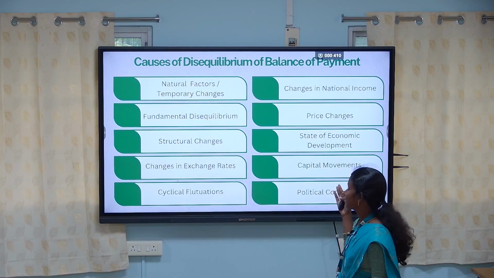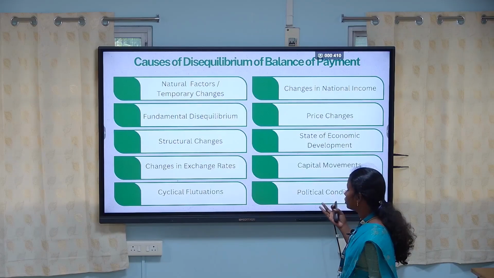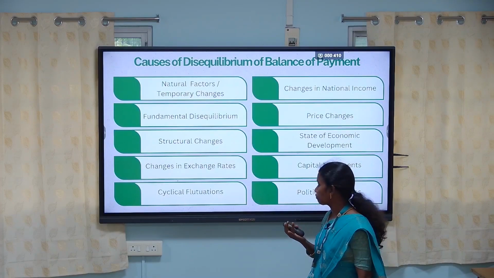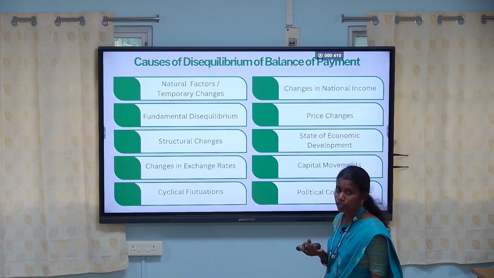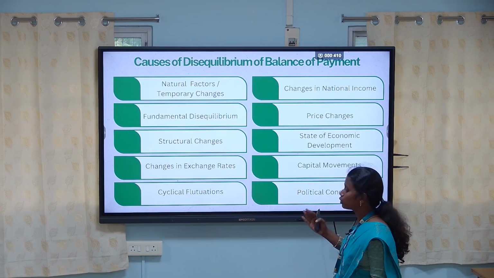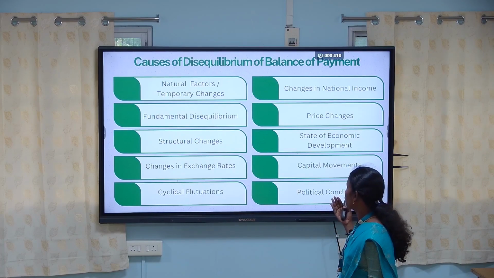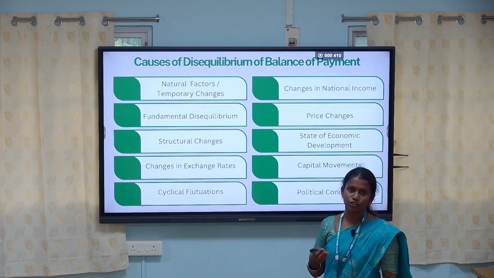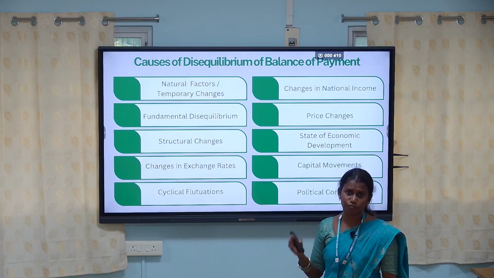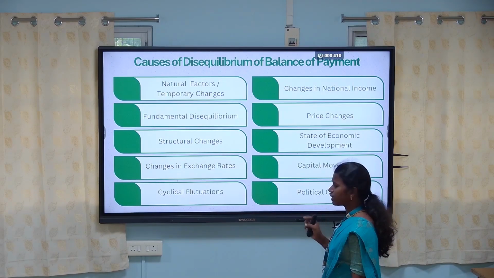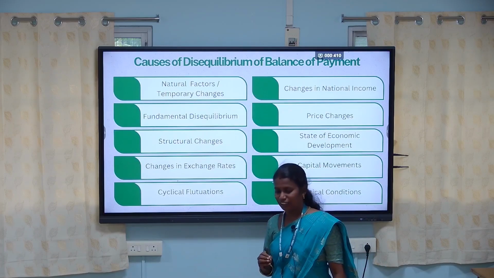So the first one is natural factors. Due to natural factors we can bring a disequilibrium in the balance of payment account. This is one of the causes. The next one is fundamental disequilibrium, and the third is structural, due to changes in the economic structure. This will also lead to disequilibrium in the balance of payment account. And the next one is changes in the exchange rate. If the exchange rate changes, definitely that will automatically be reflected in the balance of payment, that too as disequilibrium.